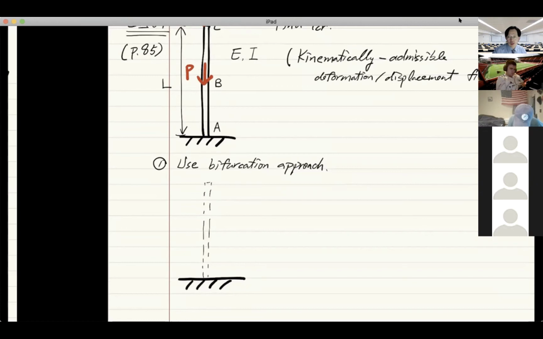That is what we also call kinematically admissible. Because of the fixed-ended support, there cannot be any rotation. And for that reason, the buckling profile will look like this. Right here, it's going to be a right angle, right? And then it's going to go up a little bit, and then a little bit up like this, something like that.